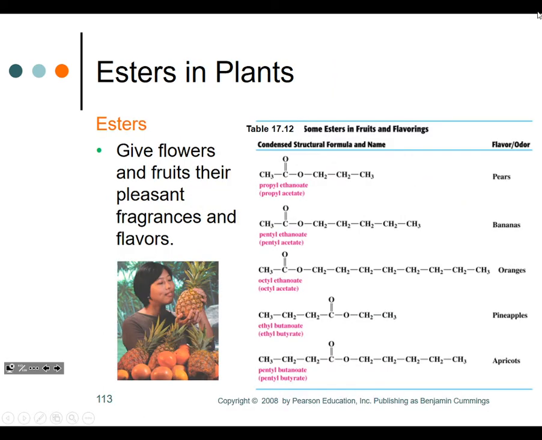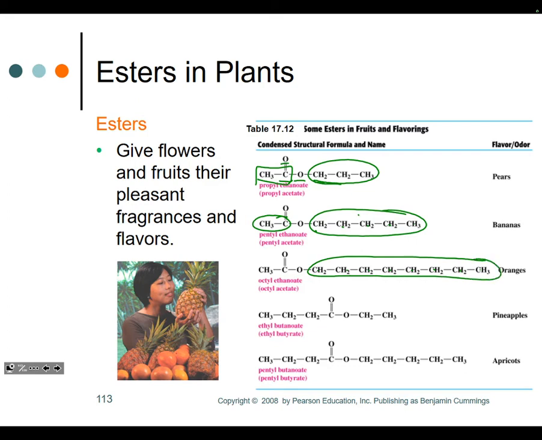In plants, we get some fragrances and flavors. So you can see pears, bananas, oranges. You can see all the COOC. Look at this. Remember, I will always say name the oxygen side first. Propyl, ethanoate. 1, 2, 3, 4, 5. Name your oxygen side first. Pentyl, ethanoate. 1, 2, 3, 4, 5, 6, 7, 8. Octyl, ethanoate. And you can see they have the words there.